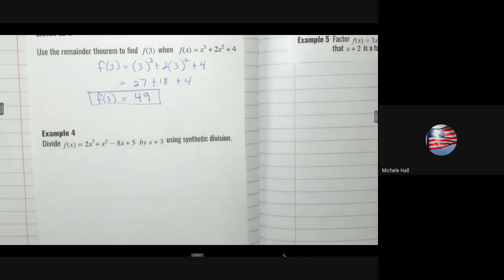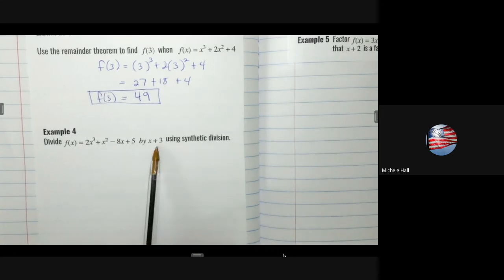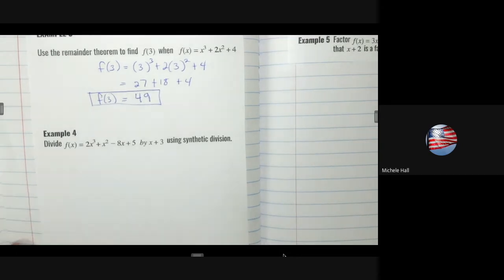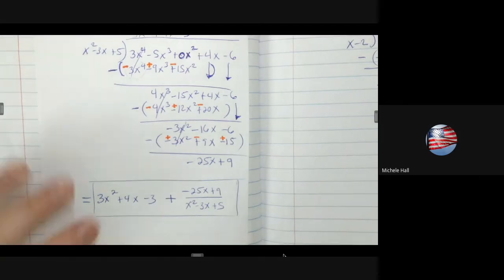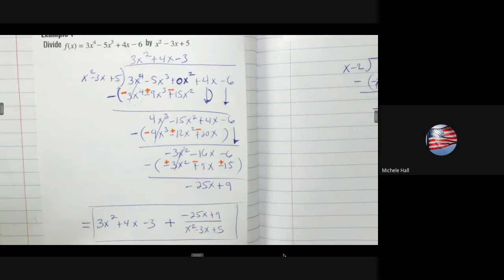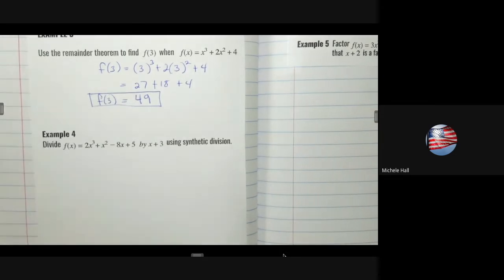Example 4. Divide the first by the second. Use synthetic division. This is how we do synthetic division. Synthetic division is a shorter version of long division. Here's our long division. You just need to have good algebra skills to show that you can do it. But what we use is synthetic division.